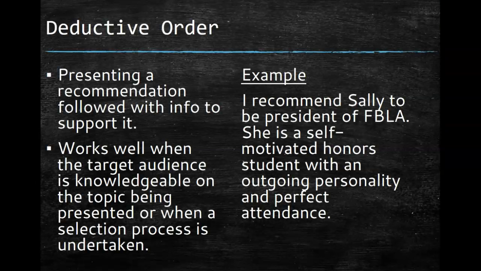Deductive order. I want you to look at the example because I think it'll help a little bit. I recommend Sally to be president of FBLA. She is a self-motivated honor student with an outgoing personality and perfect attendance. So when you do this, you know about the topic, and you know about that selection process that's going to take place. So then you're given a recommendation to support whatever that information is. So in this example, they're recommending Sally to be president, and then they're telling why. That's the information that they're working with in order to make that recommendation.